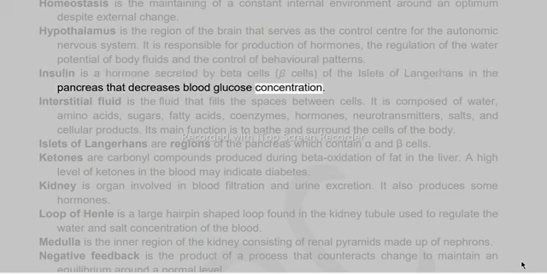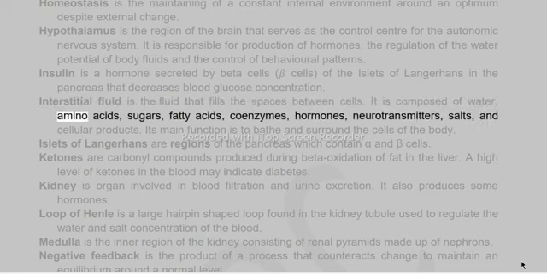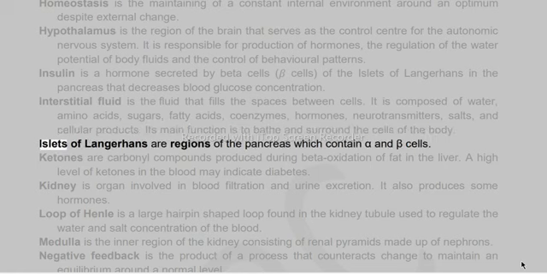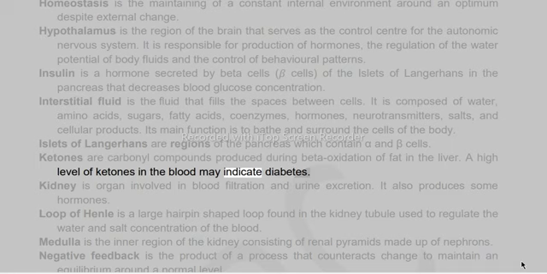Interstitial fluid is the fluid that fills the spaces between cells. It is composed of water, amino acids, sugars, fatty acids, coenzymes, hormones, neurotransmitters, salts, and cellular products. Its main function is to bathe and surround the cells of the body. Islets of Langerhans are regions of the pancreas which contain alpha and beta cells. Ketones are carbonyl compounds produced during beta oxidation of fat in the liver. A high level of ketones in the blood may indicate diabetes.